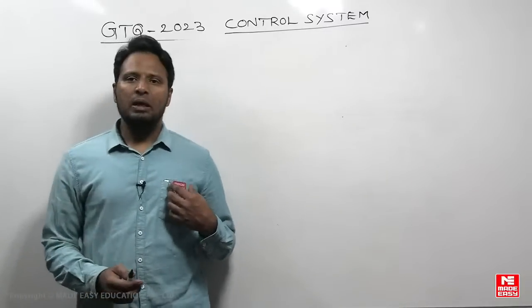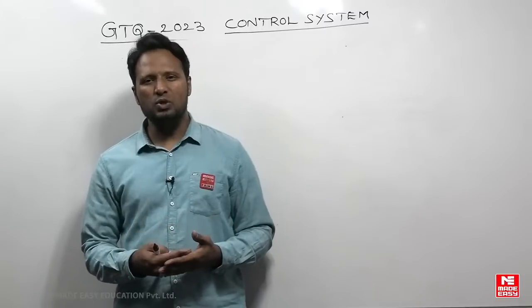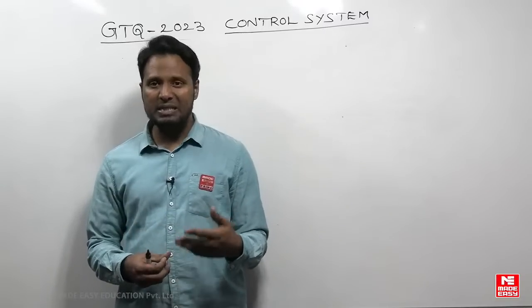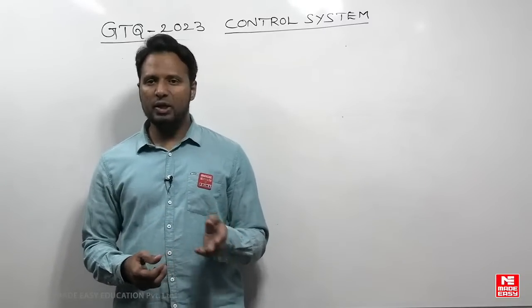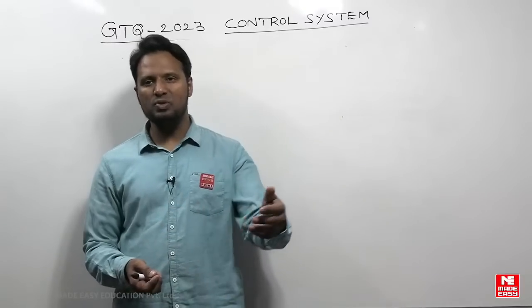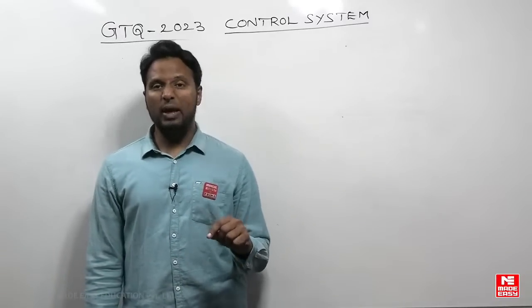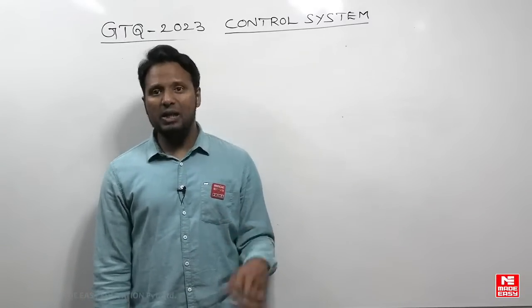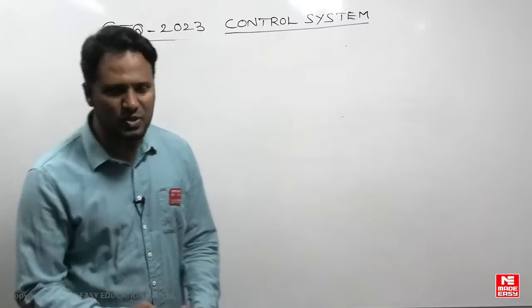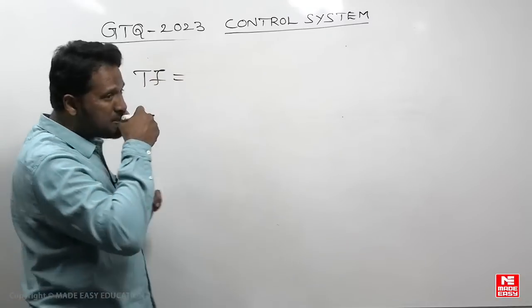Right. See, let me add a method here. If you have a closed loop transfer function, to find steady state error, we change that into open loop transfer function, and then we find the type of it and we proceed to find the steady state error. There is a method to find the steady state error directly from the closed loop transfer function. I just wish to share that with you. Right. Pay attention. But there is a limitation.